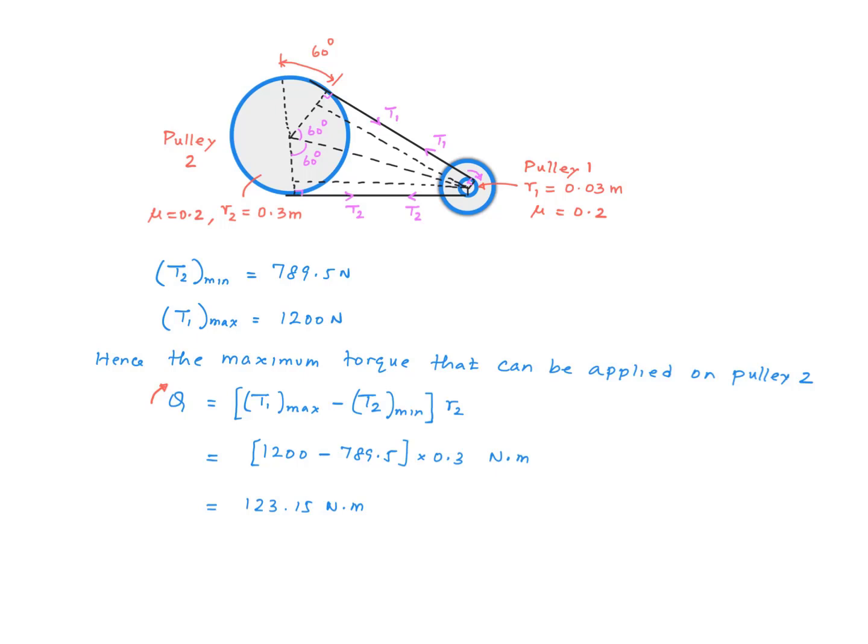So to answer the question for this problem, the maximum torque that can be applied on pulley number 2 before slippage occurs on either pulley is 123.15 Newton meter.